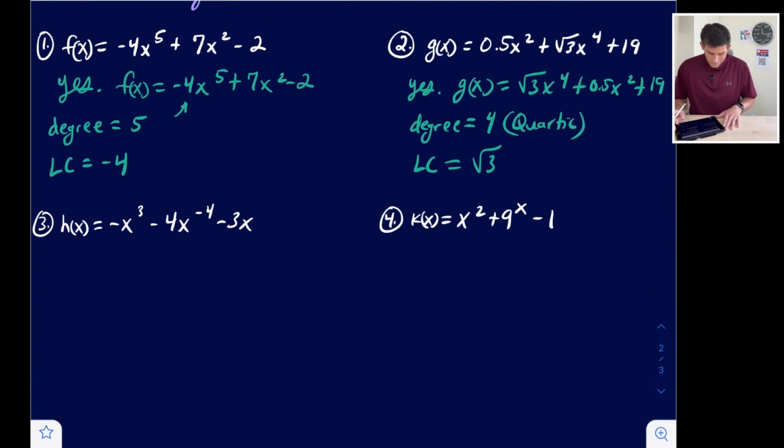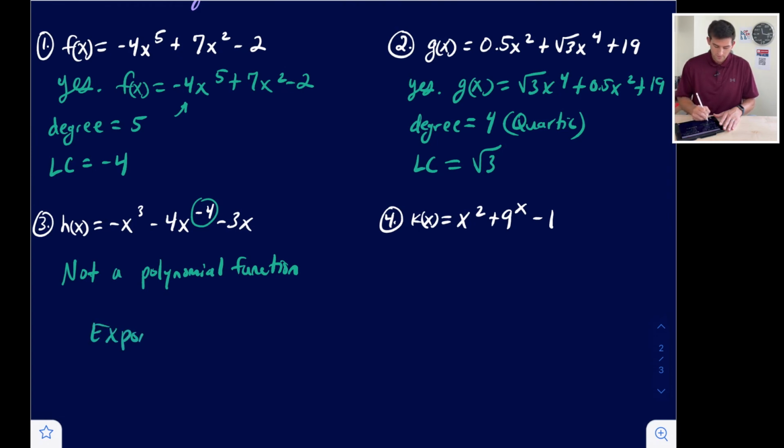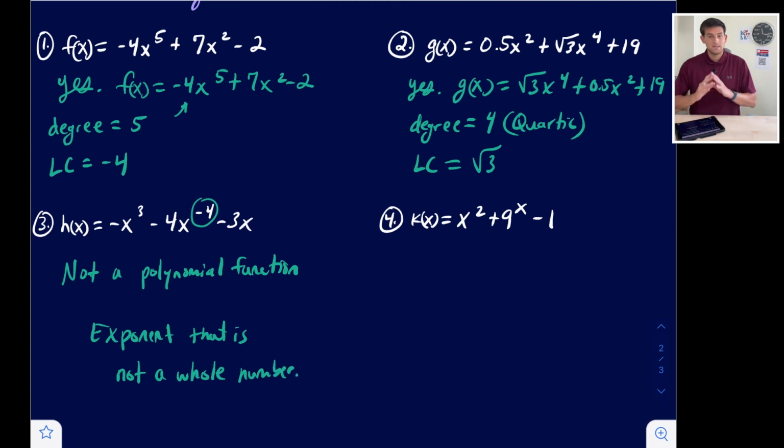Okay. All right, let's take a look at number 3. We have h of x equals negative x cubed minus 4x to the negative 4th minus 3x. So red flag right away, we have an exponent that is not a whole number. So we're going to say, no, this is not a polynomial function. Okay, and the reason being is we have an exponent that is not a whole number. So that makes it not a polynomial function.